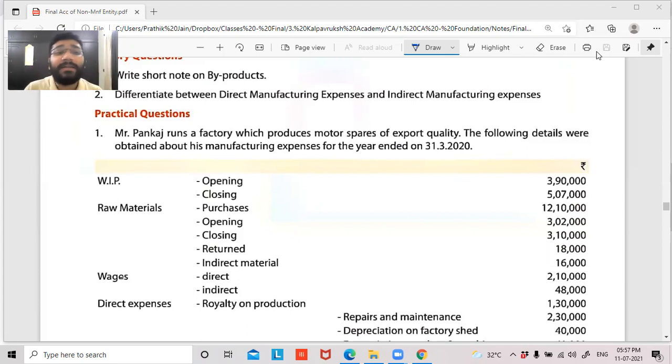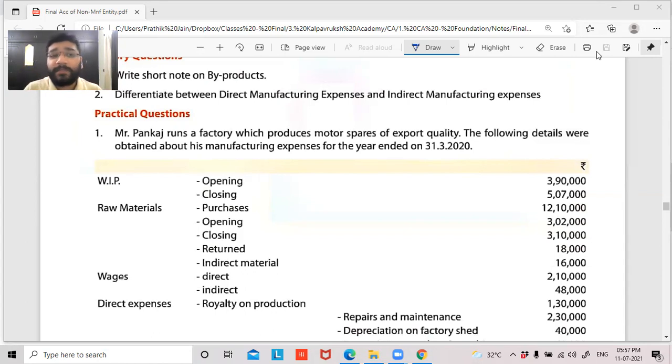Then we have, guys, direct labor. Direct labor is the person who is directly involved in the process of manufacturing. So the wages we pay to the direct labor is a direct labor cost for the manufacturing process. Indirect labor, I gave an example of the salary that is paid, technically not wages, it is salary, that is paid to the security guard of the factory, right?